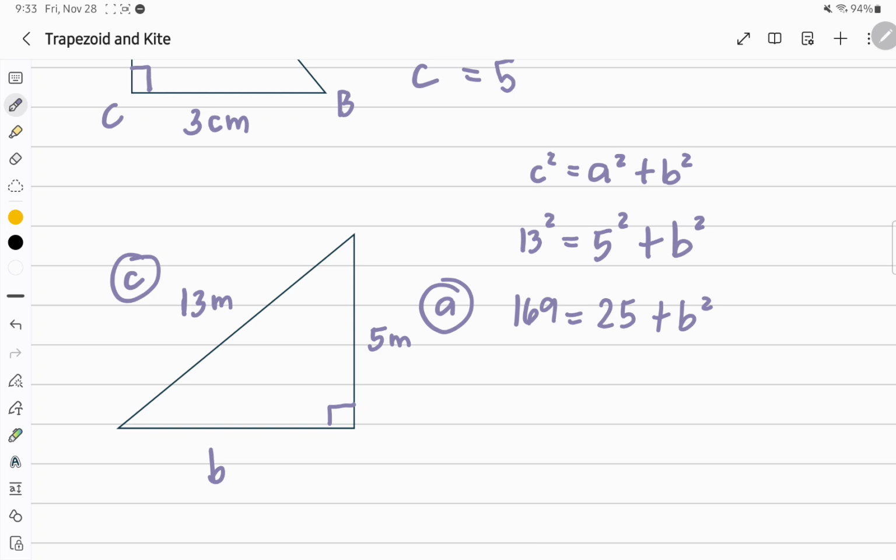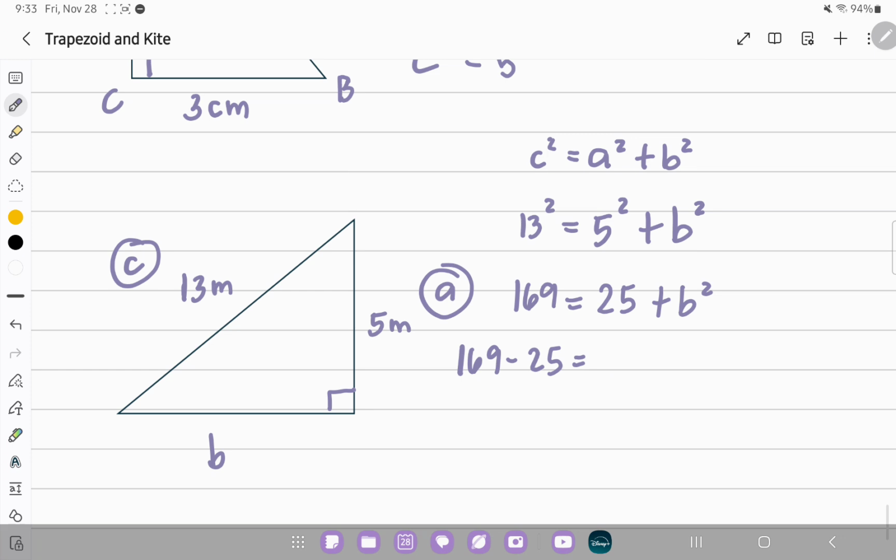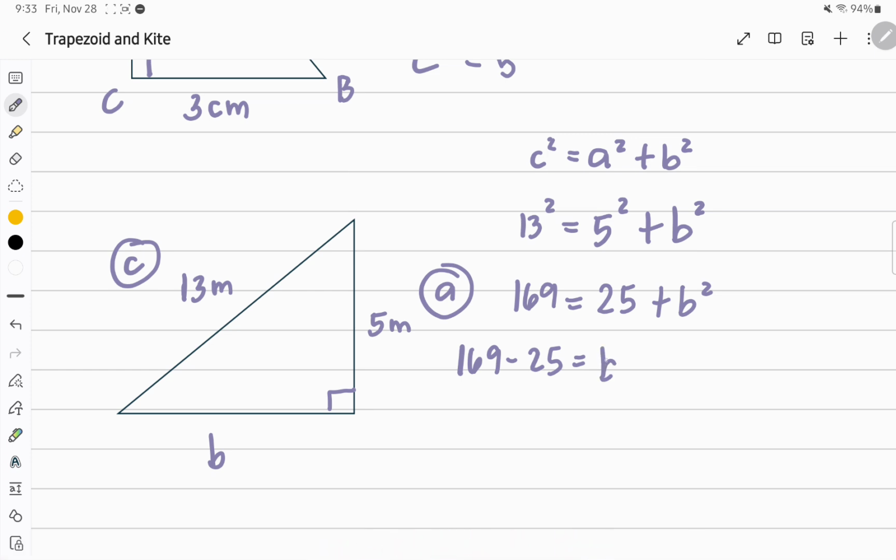So, ang goal ko, combine like terms. Kasi ang goal ko ay makuha yung B. So, this will be 169 minus 25. Bakit naging minus? Lipat ko lang yung positive 25 sa kabila. Magiging negative 25. So, from there, this will be B squared. So, B squared equals, yan. So, 169 minus 25 is 144 is equal to B squared.